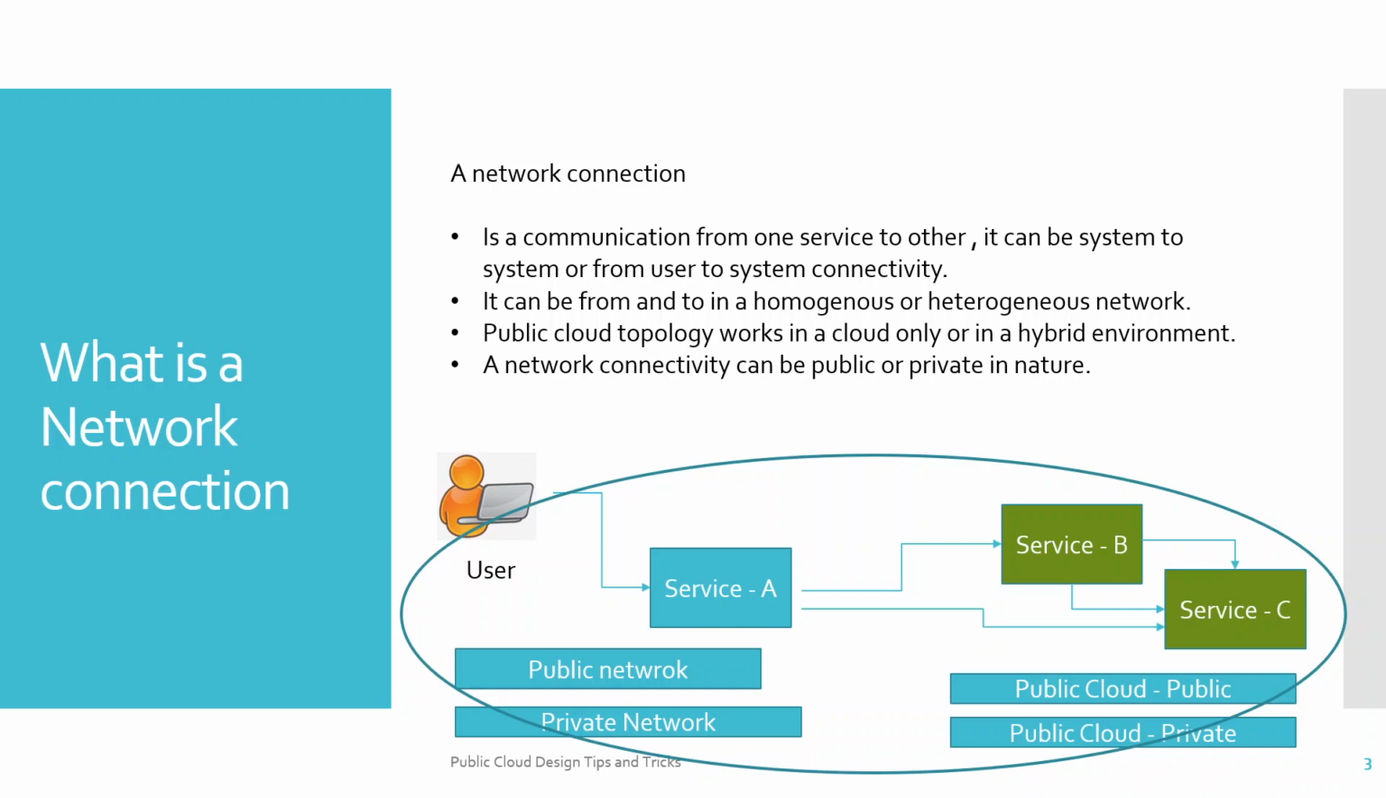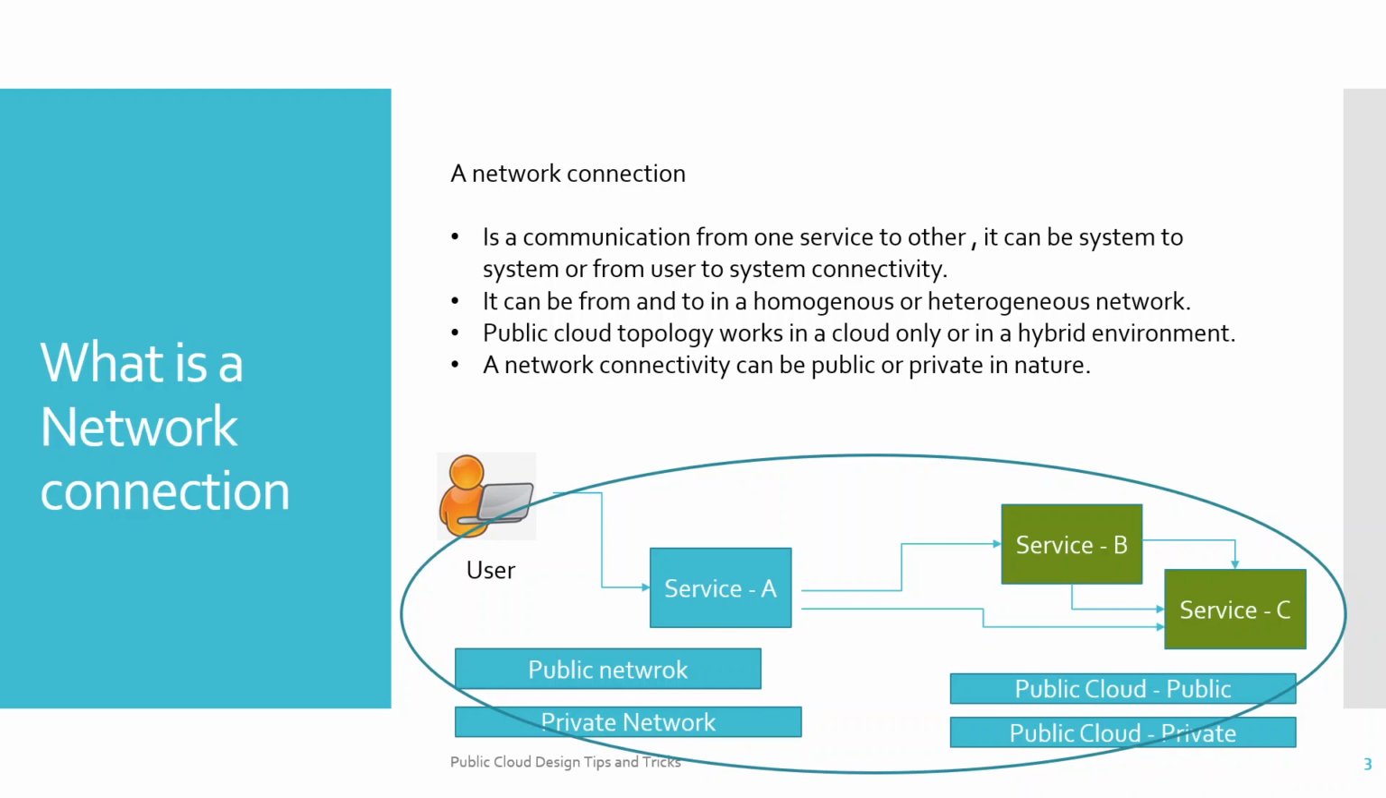Now, what is a network connection? A network connection is a communication from one service to another service. It can be a system-to-system communication, or it can be a user-to-system communication. Now, that communication usually happens within a homogeneous or across a heterogeneous environment.